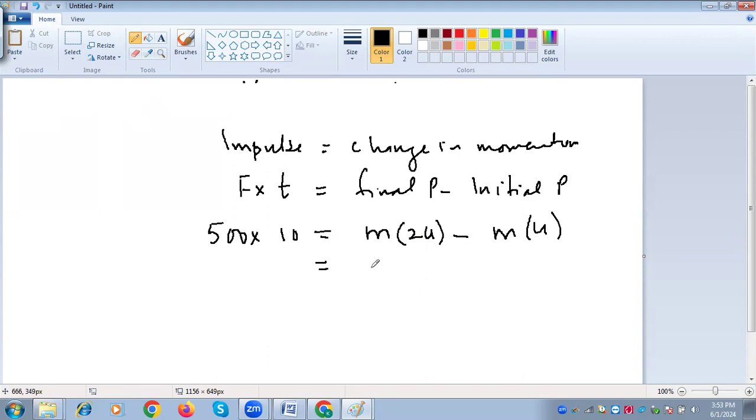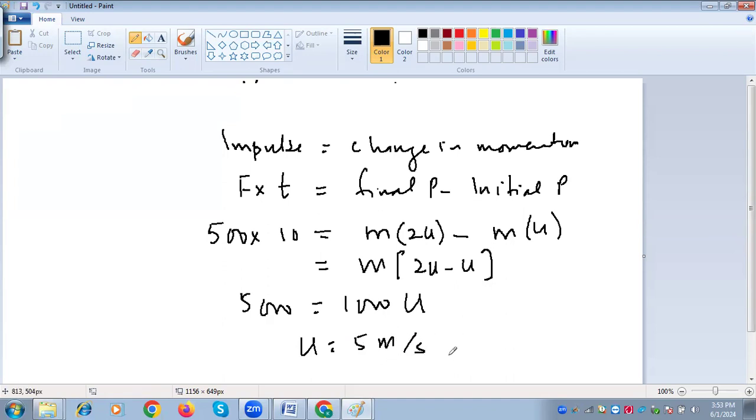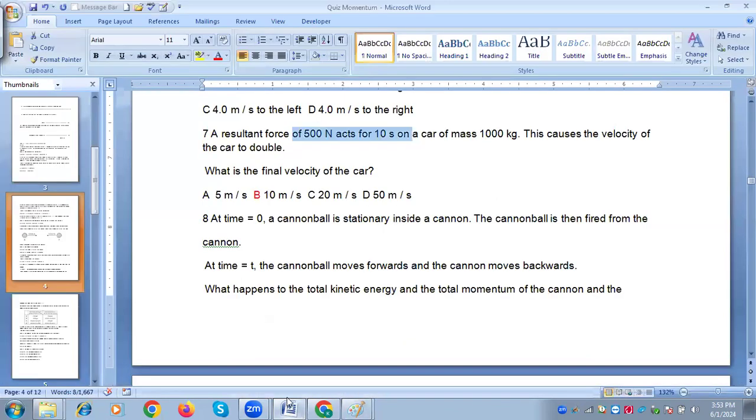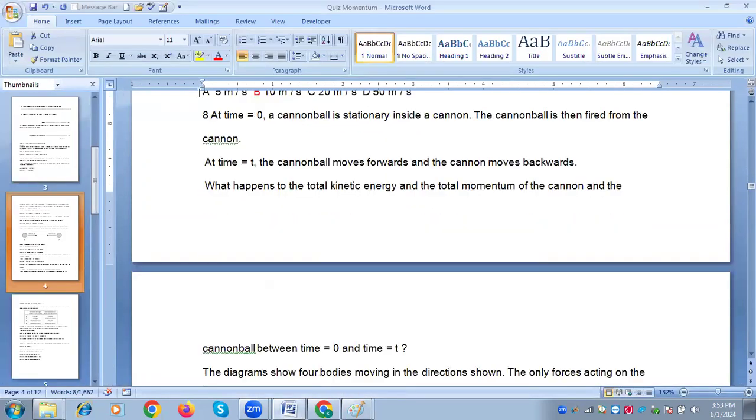We will take m common. 2u minus u. 5,000 equals 1,000 into 2u minus u, which is u. U is initial velocity. So u is equal to 5 meter per second. So what is the final velocity? Final velocity is 2u, means 2 times 5, that is 10 meter per second. Okay, answer is B. Now question number 8.